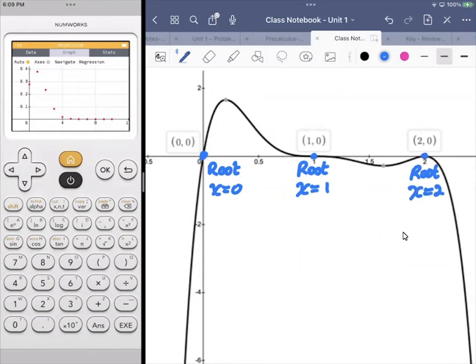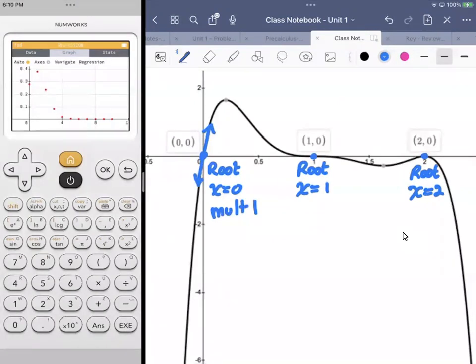The behavior around this first root looks to be that of a linear equation. Not perfectly linear, but it linearizes itself. It straightens itself out. So that's going to be a multiplicity of 1.